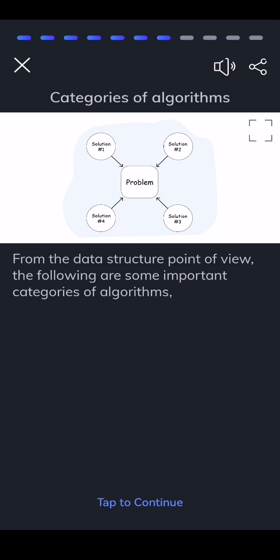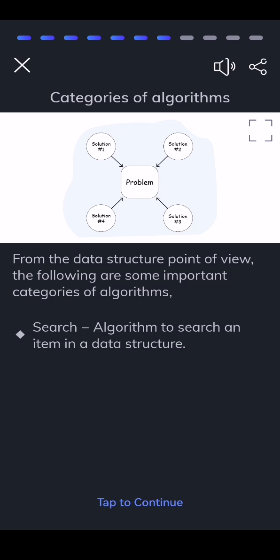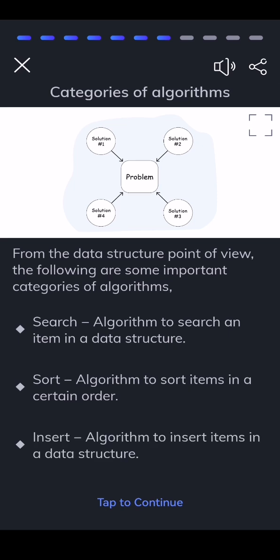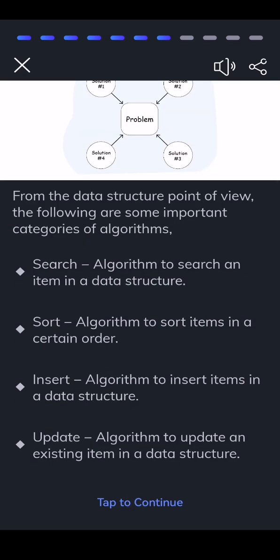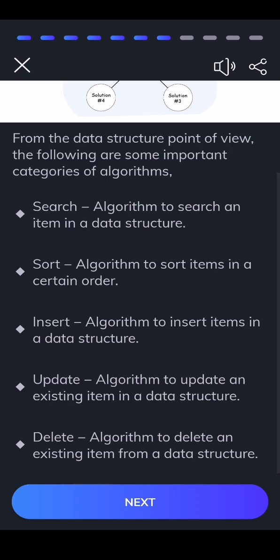From the data structure point of view, the following are some important categories of algorithms. Search-algorithm to search an item in a data structure. Sort-algorithm to sort items in a certain order. Insert-algorithm to insert items in a data structure. Update-algorithm to update an existing item in a data structure. Delete-algorithm to delete an existing item from a data structure.